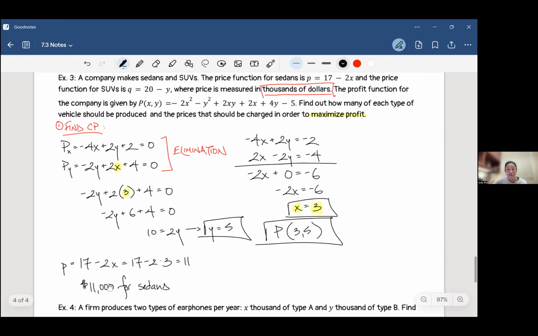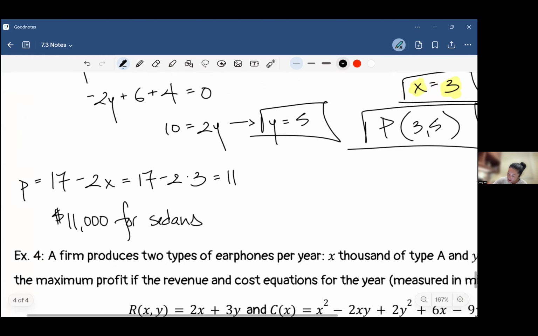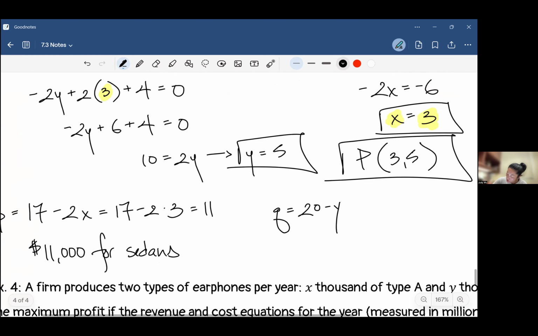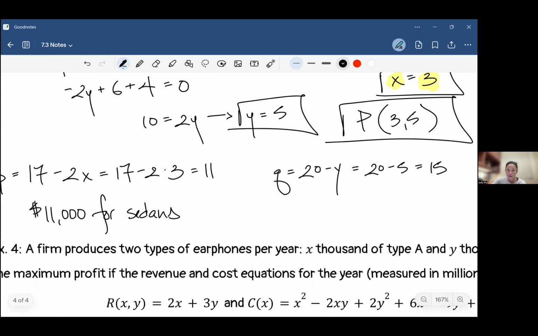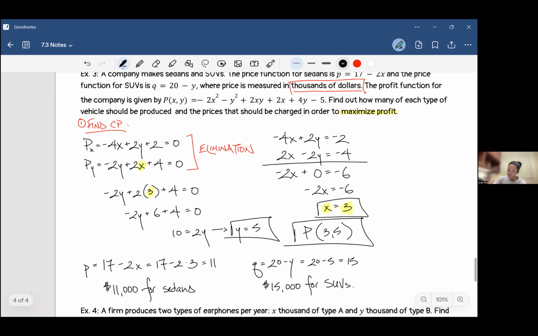Now let's find the price of the SUVs, and then I'll answer the question I see in the chat. So Q is 20 minus y. What is our y value? Our y value is 5, so 20 minus 5, which is 15. So that means that we should produce 5 SUVs, and the price is $15,000 for each SUV.